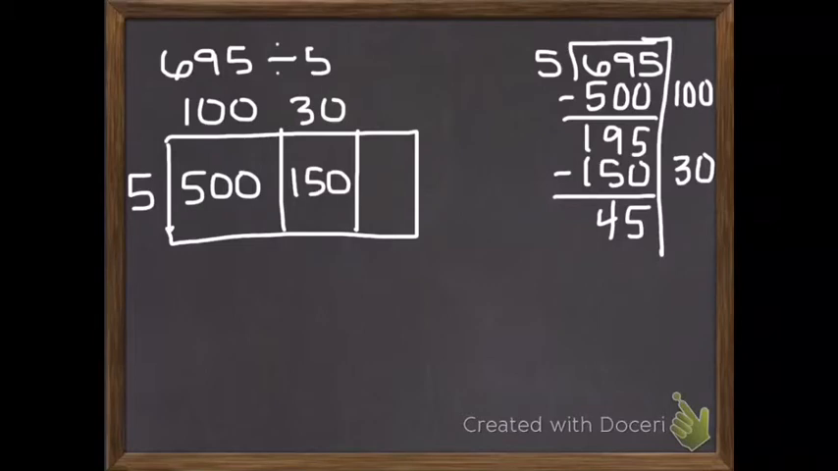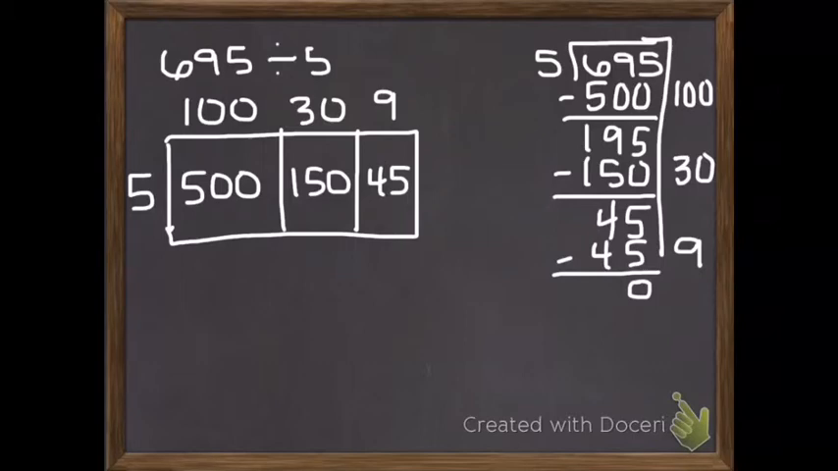Well, I know from my facts that 9 times 5 gets me exactly to 45. So 9 times 5 is 45. I'll show that over here. 9 times 5 is 45. I subtract that from my dividend, and that gets me to 0.